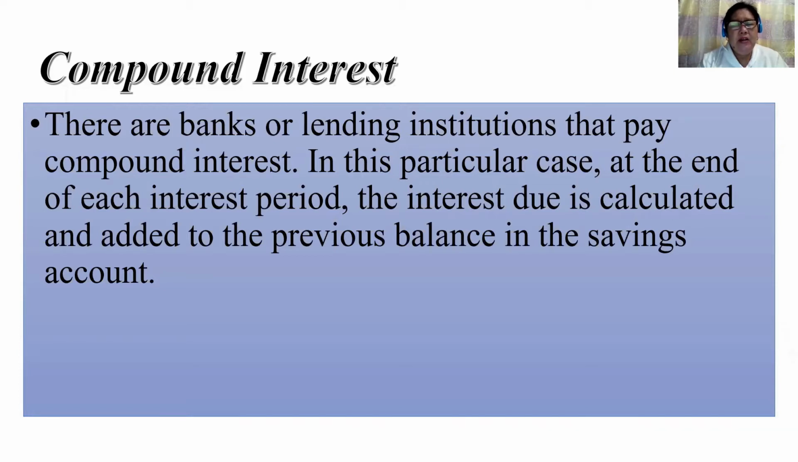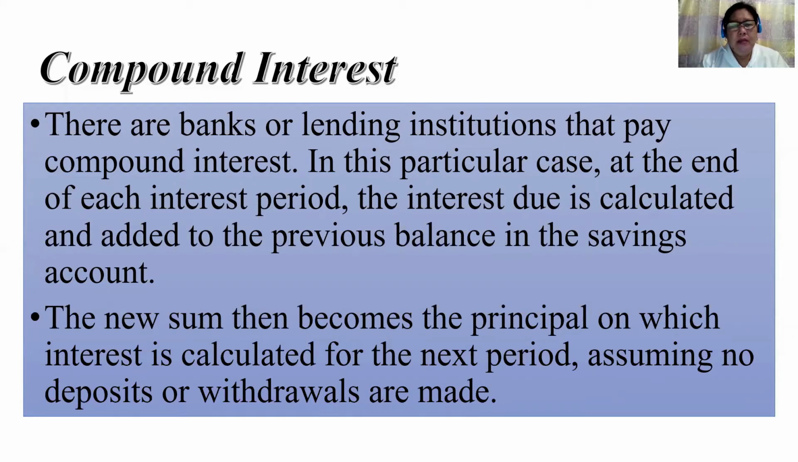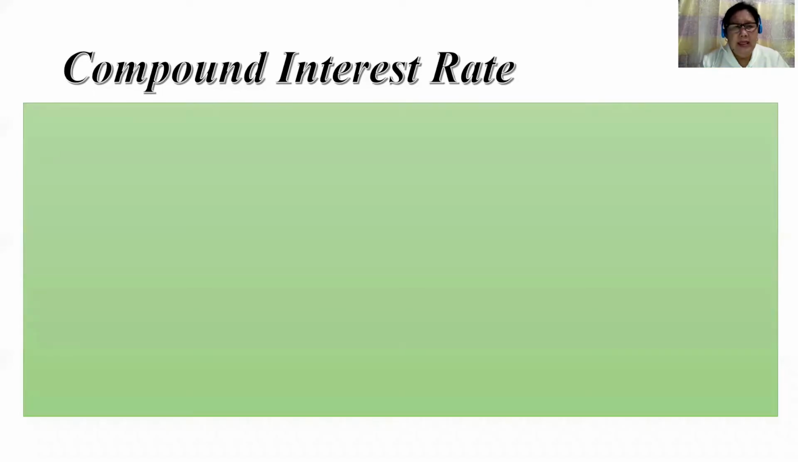In this particular case, at the end of each interest period, the interest due is calculated and added to the previous balance in the savings account. The new sum then becomes the principal on which interest is calculated for the next period, assuming no deposits or withdrawals are made. What is a compound interest rate?